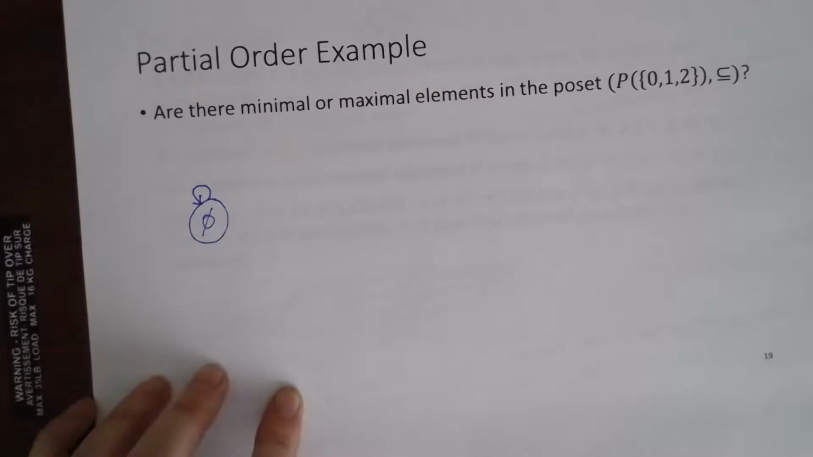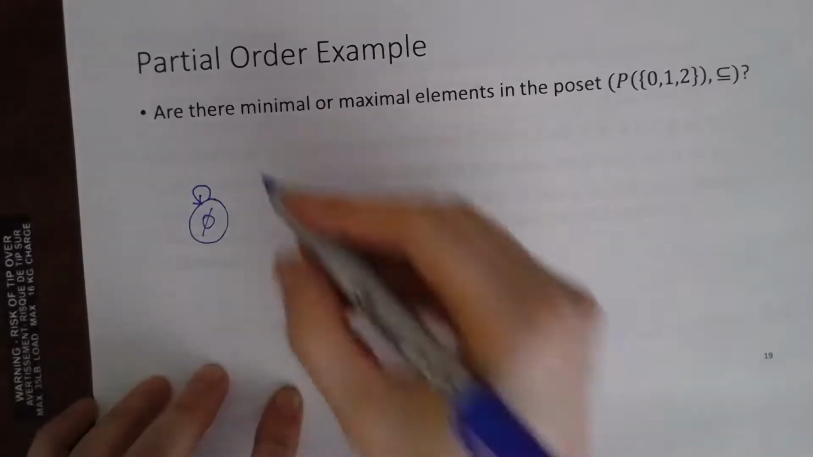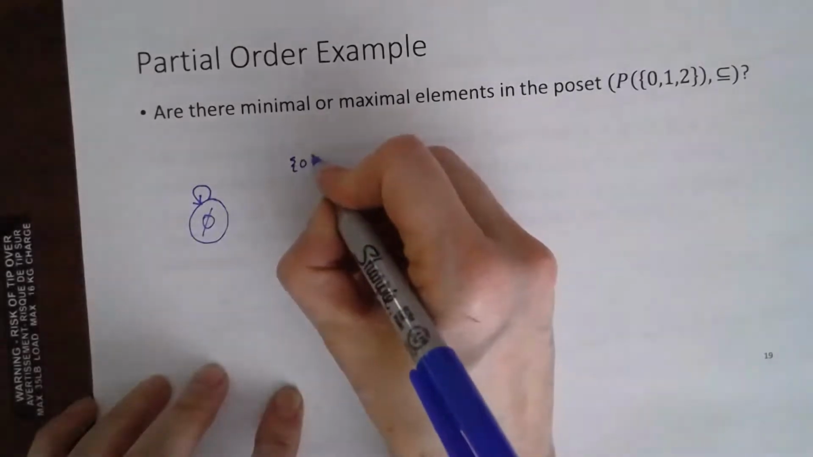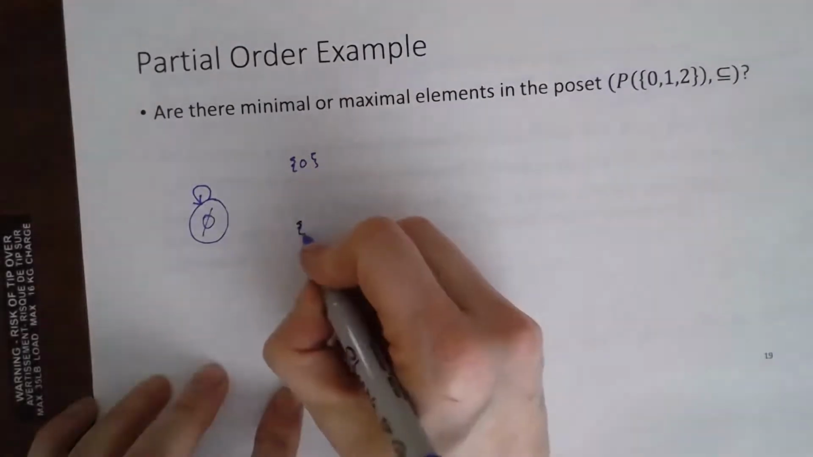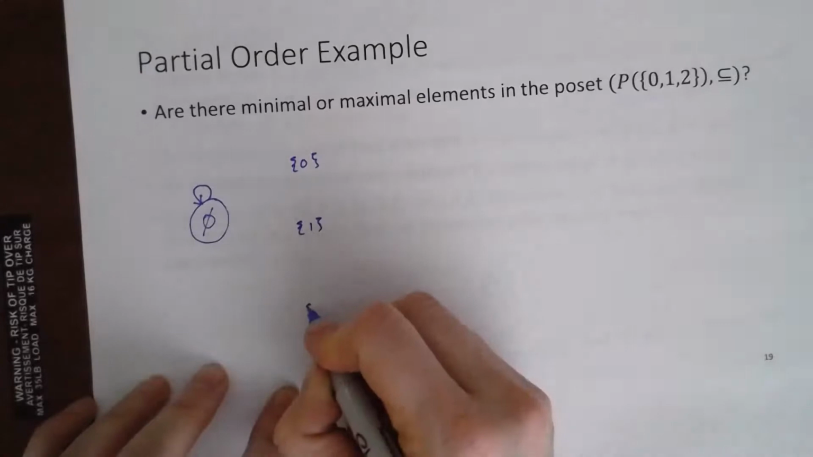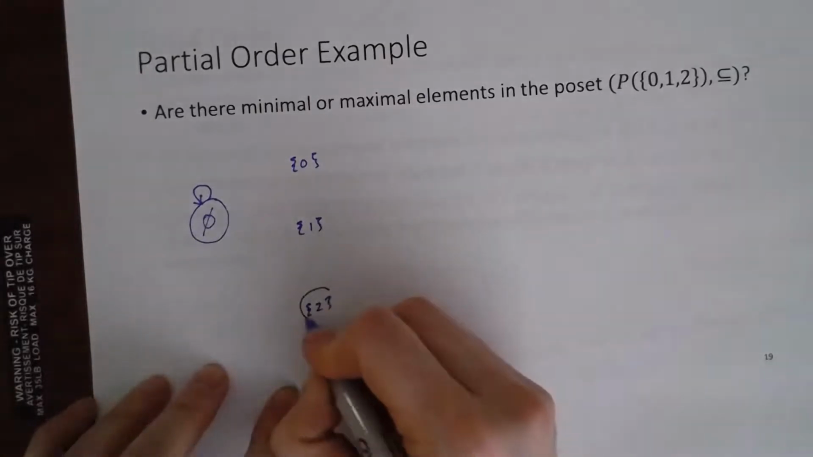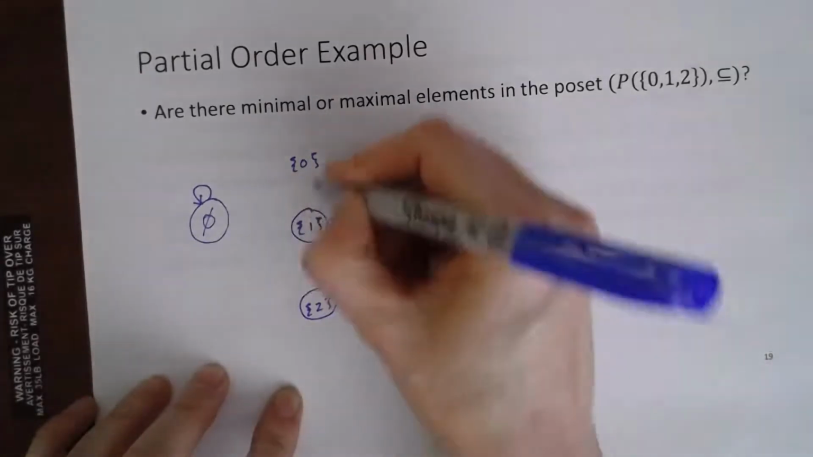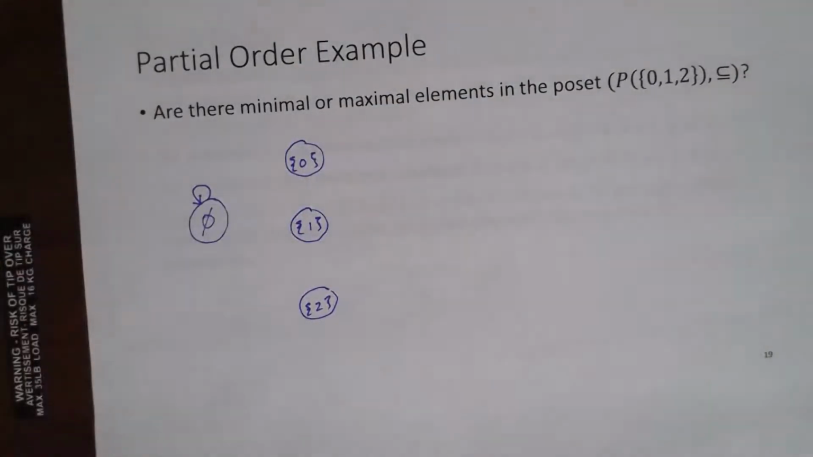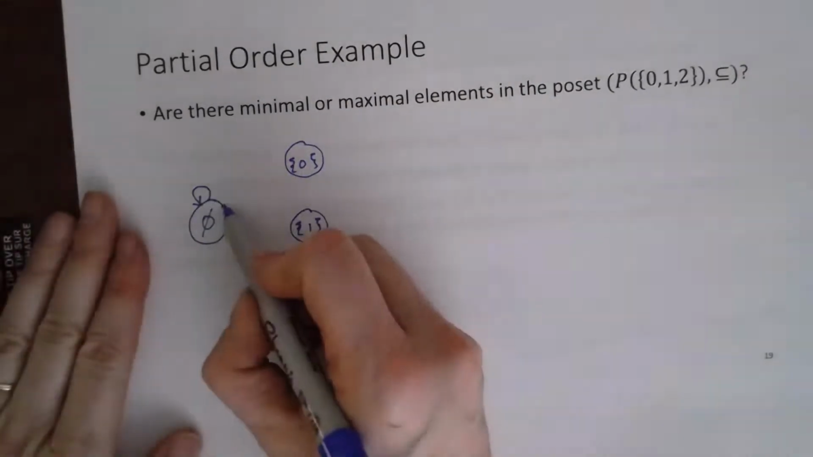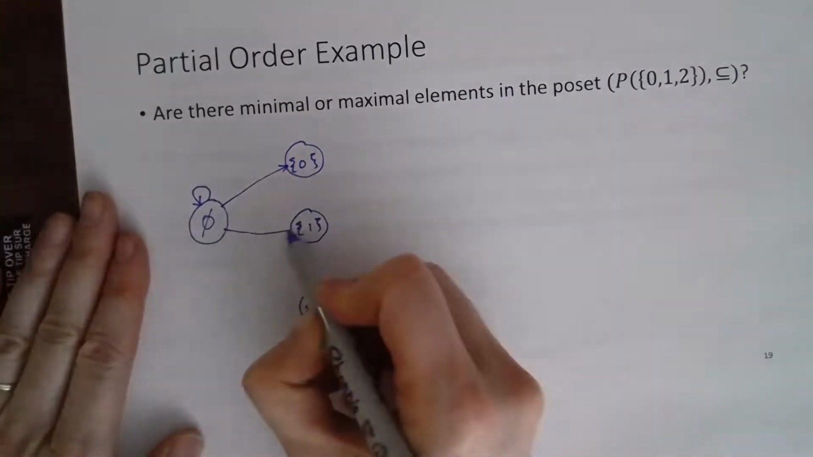And then we've got some sets that have 1 element in them. So we've got a set that only has 0 in it. And I've got a set that only has 1 in it. And I've got a set that only has 2 in it. And I'm going to put those in their own little nodes. Okay, and the empty set is a subset of everything. So it's a subset of all of these.